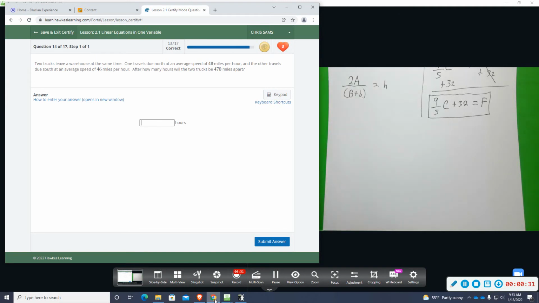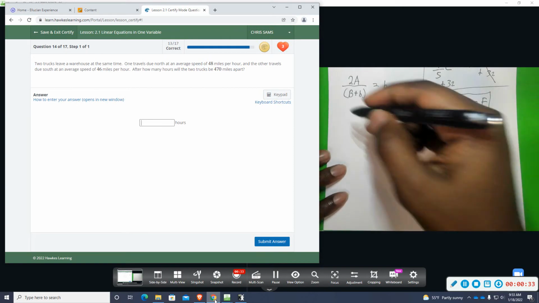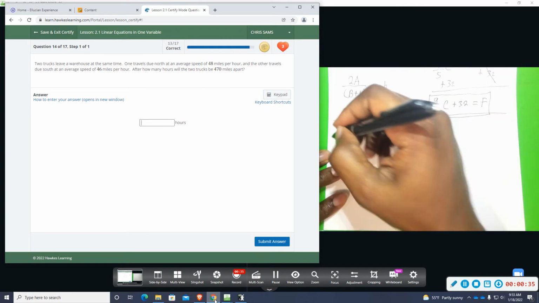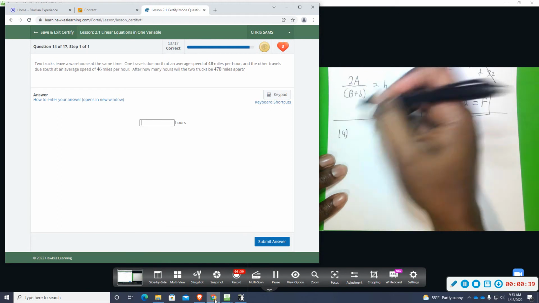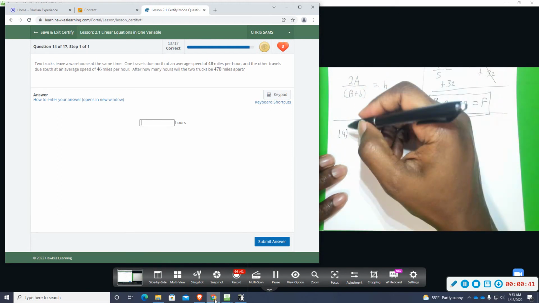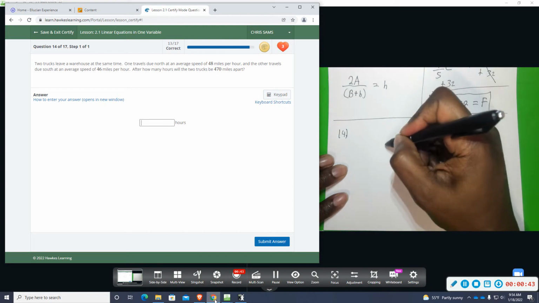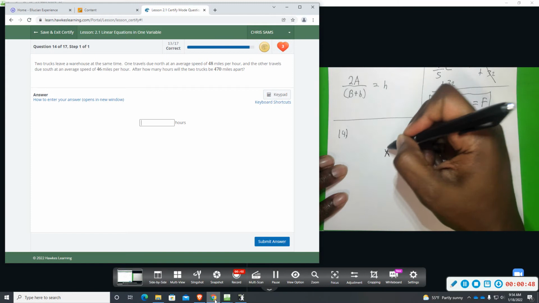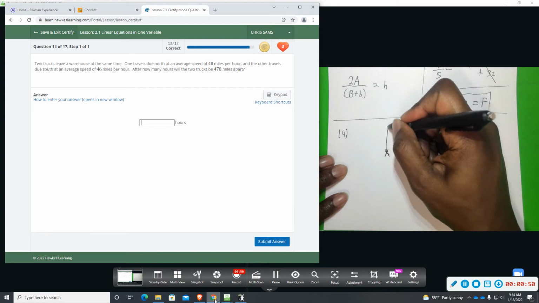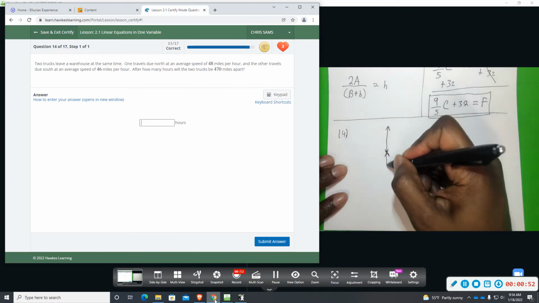So here is what's going on here. I want to draw a diagram. You do need prior knowledge as far as the distance formula. So here's the scenario. So we have some warehouse. I'm just going to put an X in the middle. And then we have a truck going north, and we have a truck going south.